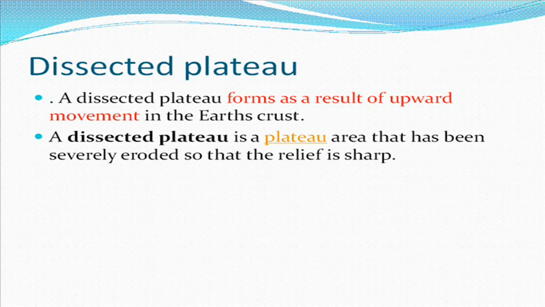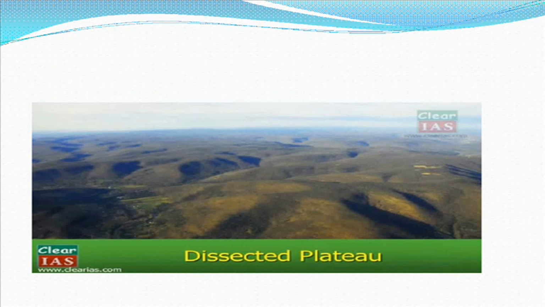A dissected plateau is formed as a result of upward movement in the earth's crust. A dissected plateau is a plateau area that has been severely eroded so that the relief is sharp. Erosion is the main factor in forming the dissected plateau. Without erosion there would be no dissected plateau. For example, when a mountain is eroded and forms a plateau, this plateau is called a dissected plateau.